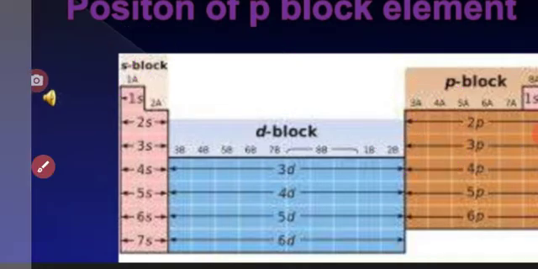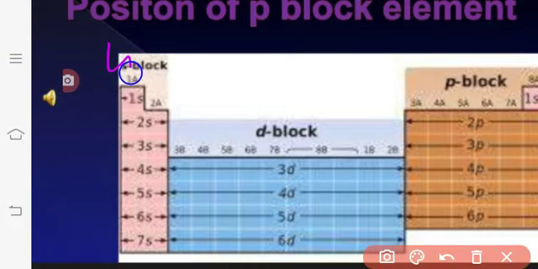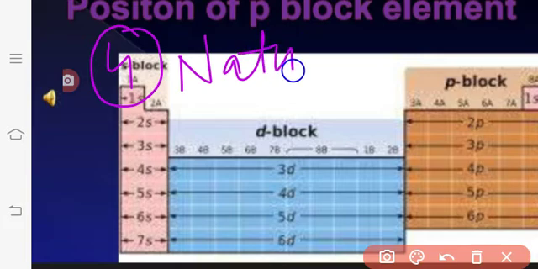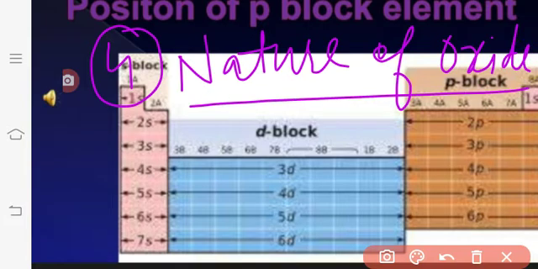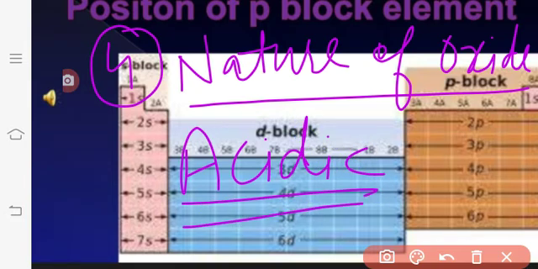Now, the fourth point is the nature of oxides. In this case, the oxides of non-metals are acidic in nature, and those of metals are basic in nature. The acidic character of oxides decreases, but the basic character of oxides increases on moving down a group.